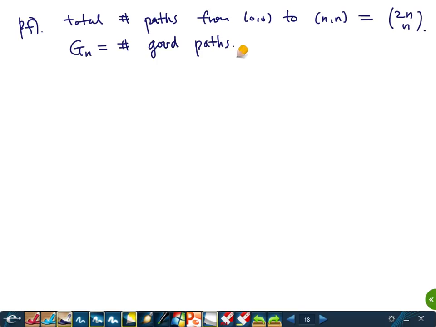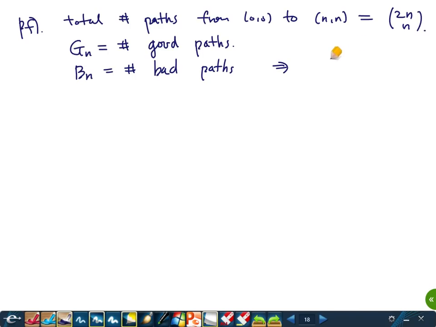A good path means it stays on or above this line. So basically, this is the number we want: we want to know Gn. Let's say Bn is the number of bad paths. If some path is a bad path, then it has to go below this line y equals x.